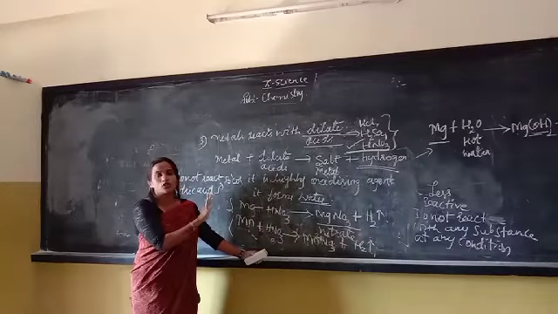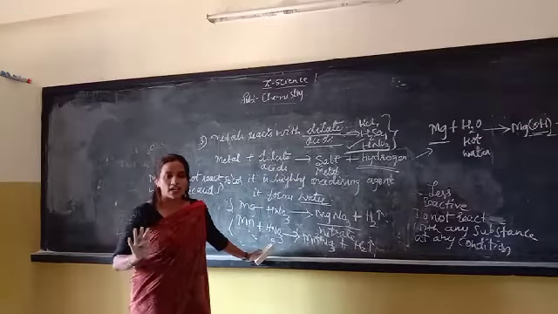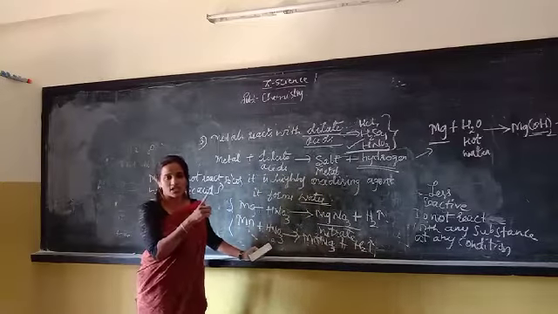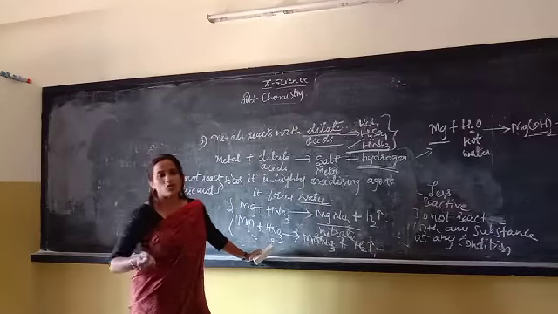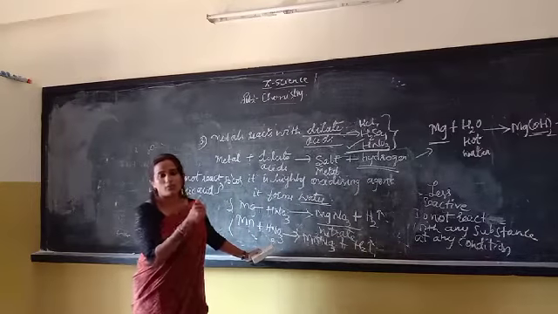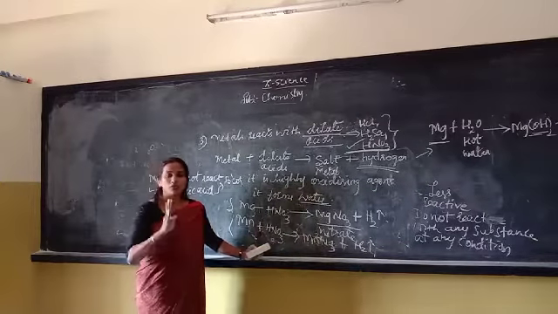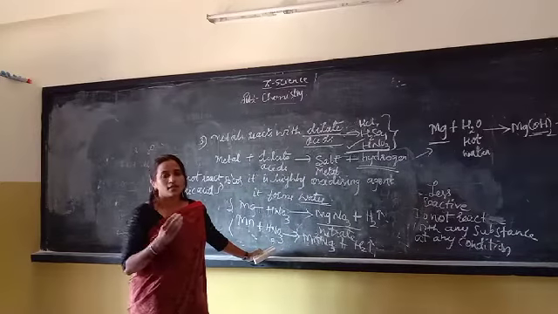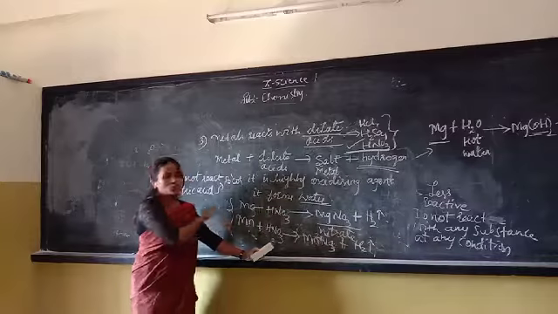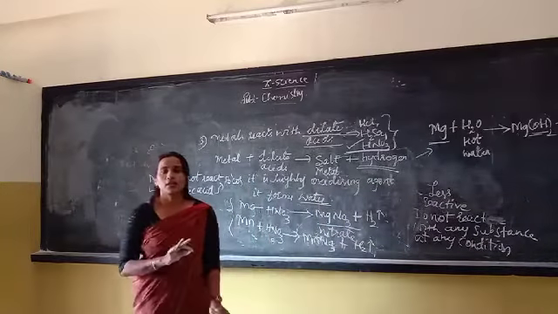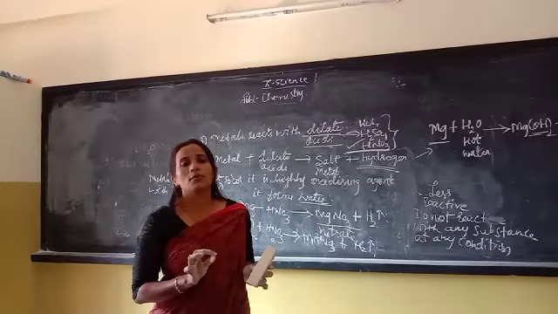But nitric acid does not react with metals to give hydrogen. Because it is a highly oxidizing agent, it forms water. But in this reaction, we need hydrogen as a product. So none of the metals react with nitric acid except these two metals. Understood, children? I hope you have understood the chemical properties of metals.